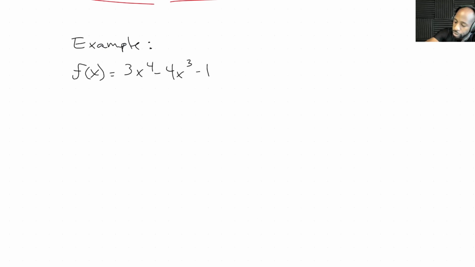Okay. All right. Now let's go through an example. Say, for example, we have the following function. F of x is equal to 3x to the fourth power minus 4x to the third power minus 12x squared plus 5. So we want to know where this is increasing and where this is decreasing.